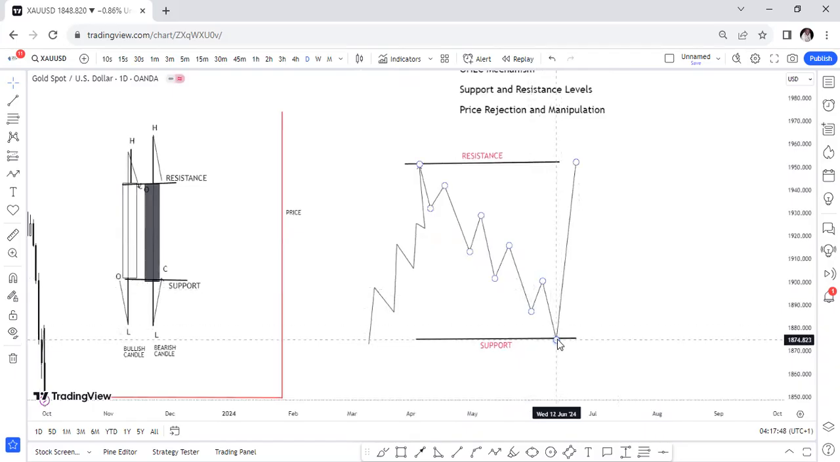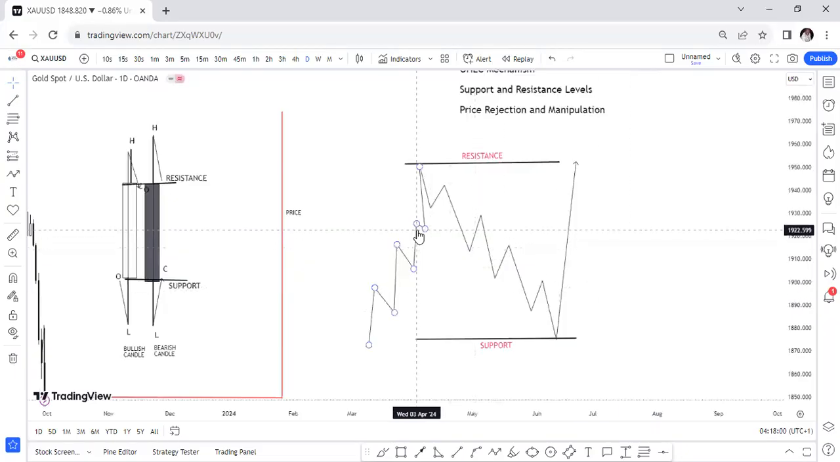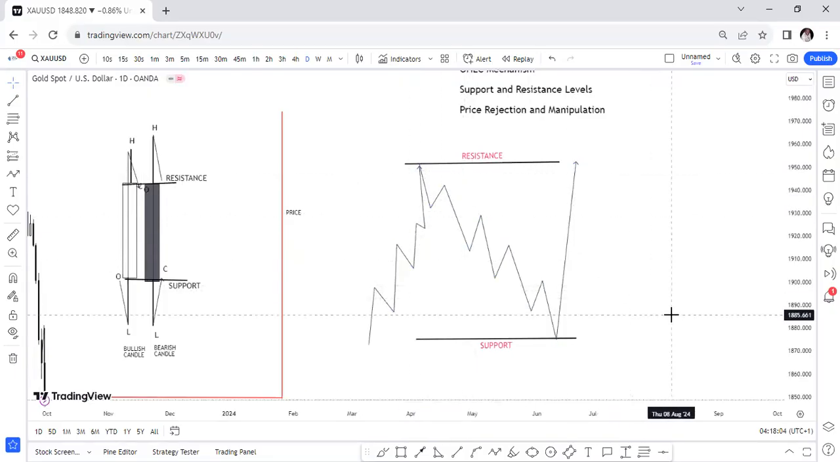It comes down and the price got rejected at the support. So that means sellers are rejecting the lower price and buyers are rejecting a higher price. You must understand the objective of the two players now.